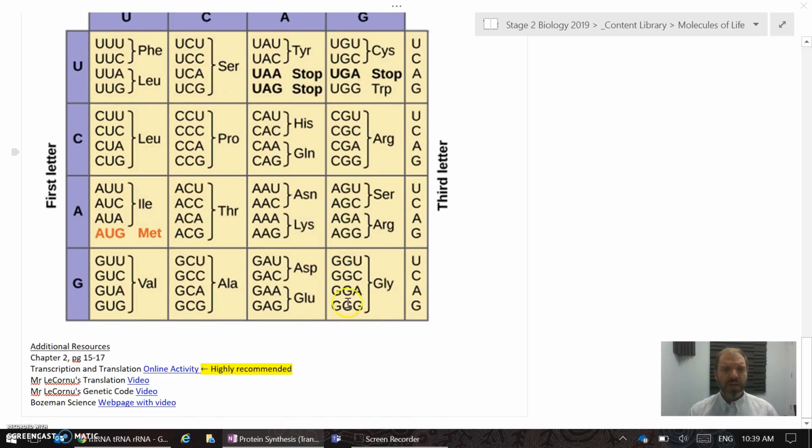It's really good for you to practice going through this on your own, and this online activity gives the information on how to do that. There are also some other videos that you can look at, but please do the online activity where you have to do the transcription and translation yourself. It's the best way to understand the process.